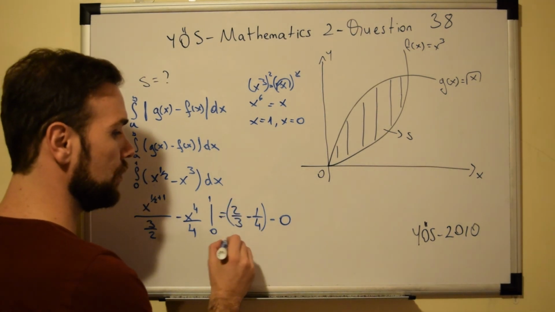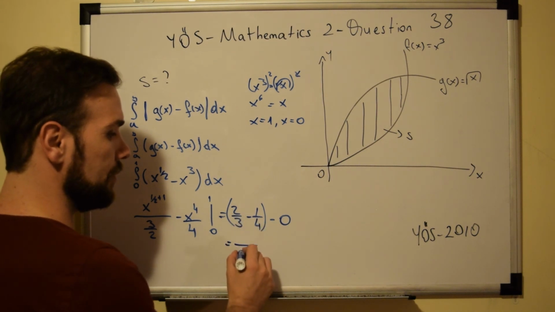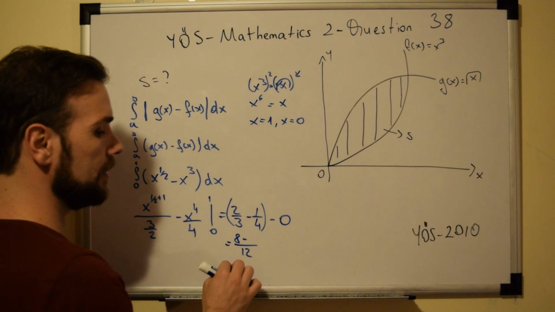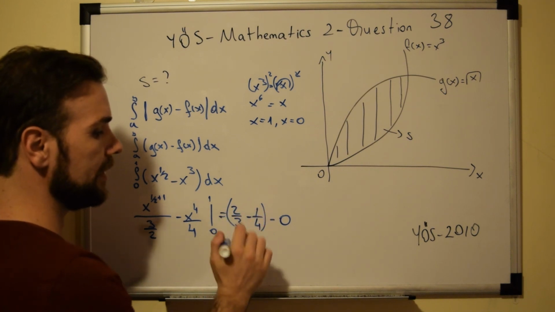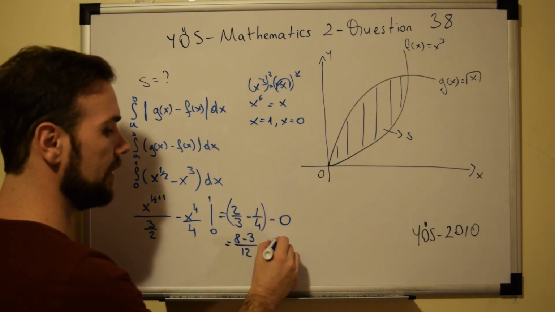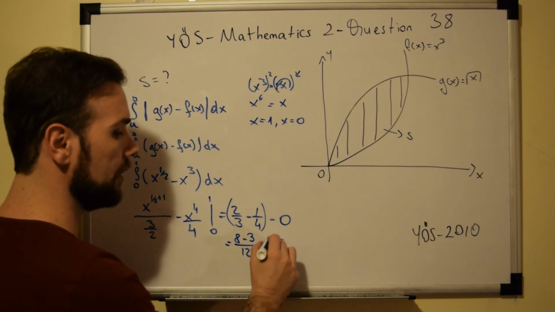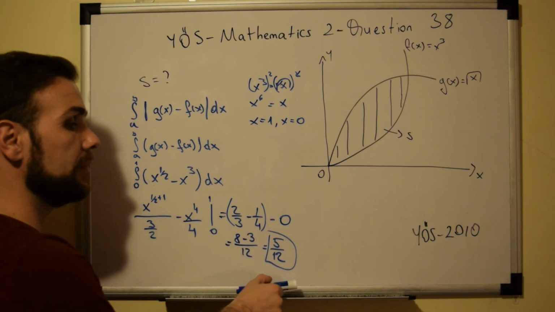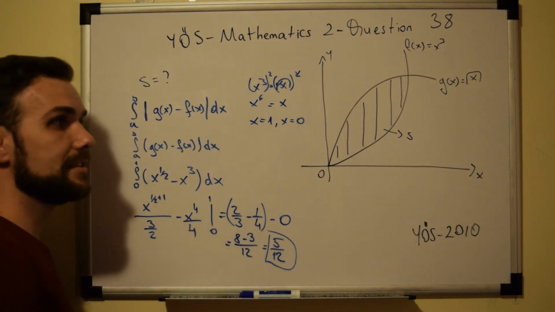So what do we have here? We have the common denominator, which is 12. We have 4 times 2, which is 8, minus 12 divided by 4 is 3, 3 times 1 is 3. So we have 5 over 12. So 5 over 12 is the area of this sector. So this is the right answer for this question.